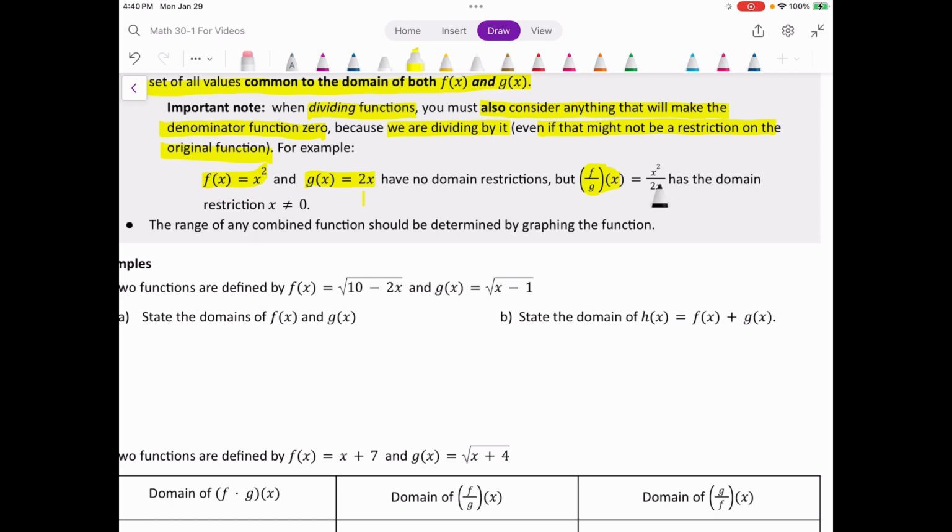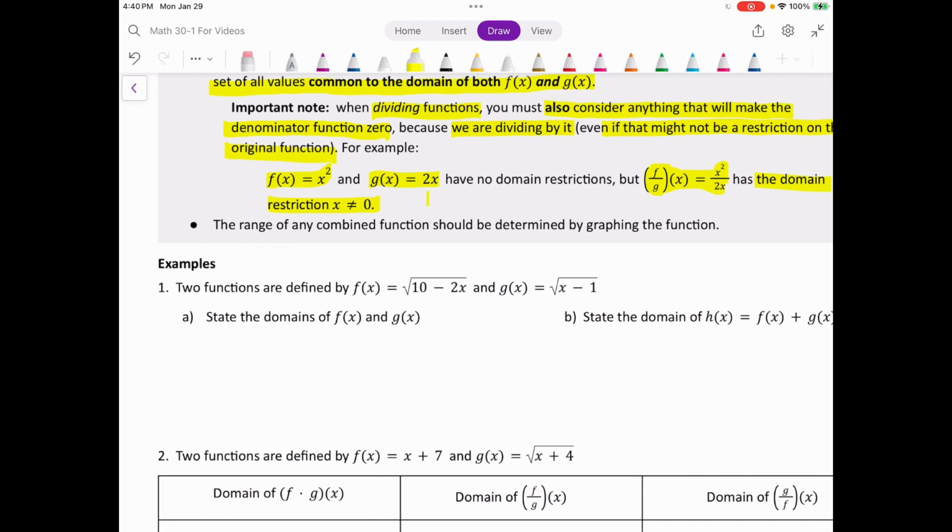by 0. Right? So even though it's okay for x to be 0 in this function and in this function, it's not okay in the combined function for x to be 0 because then I would be dividing by 0, right? So that has the domain restriction x cannot equal 0, even though neither of the original ones had that restriction, okay? Now for range, I don't entirely agree with this point here.